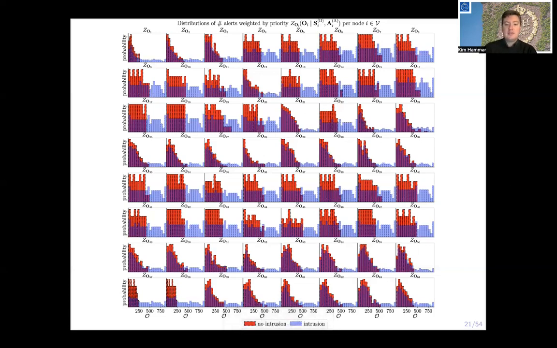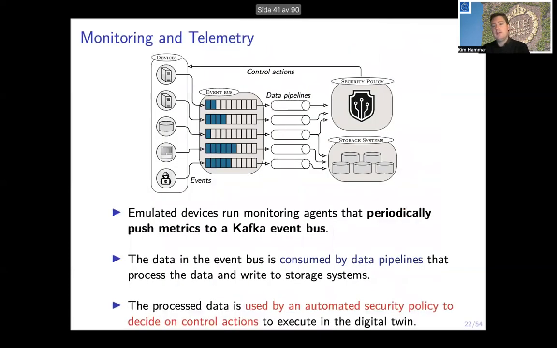We estimated these distributions here using data from the twin. So in the twin, we have the following monitoring setup, where every emulated device runs a monitoring agent that collects metrics and log files and other data periodically, and then pushes that information to an event bus, which then is consumed by data pipelines that process the data and write it to storage systems, both for historical data aggregation, but also for real-time decision-making.